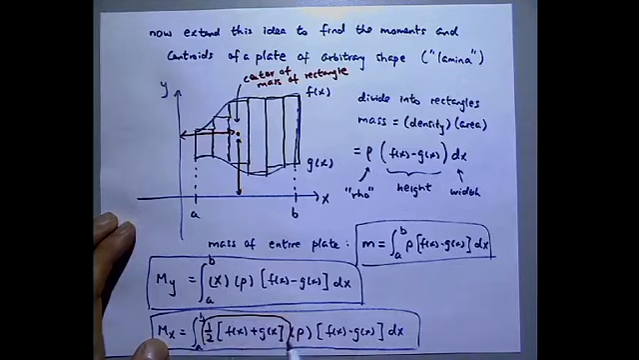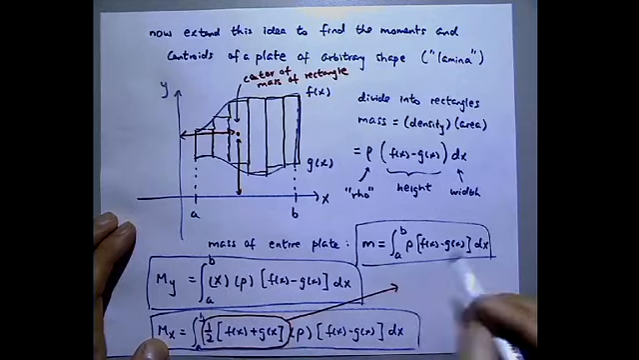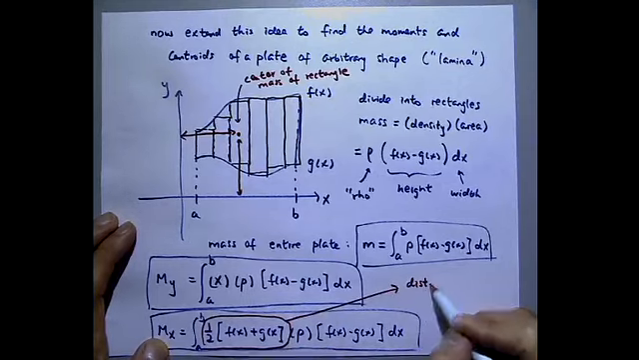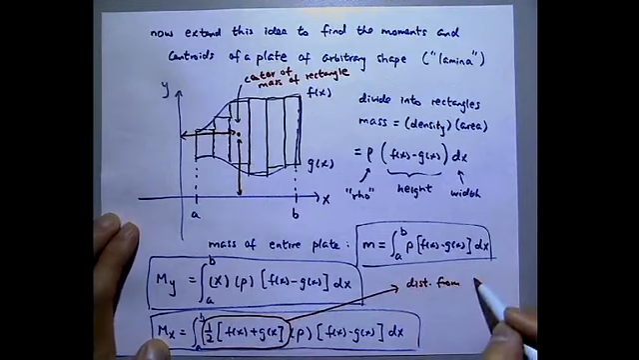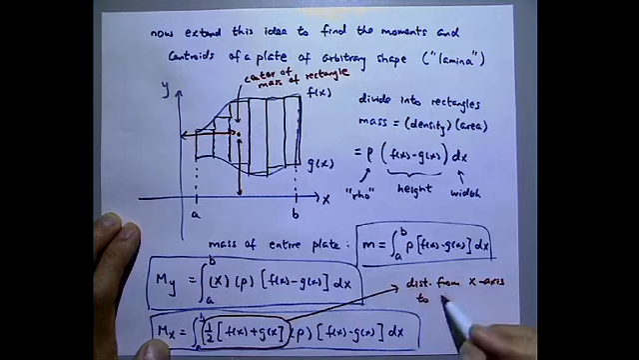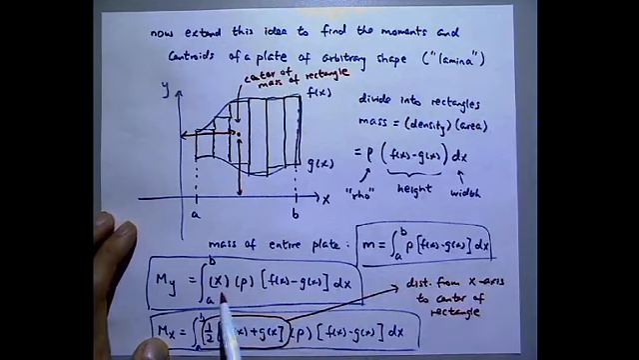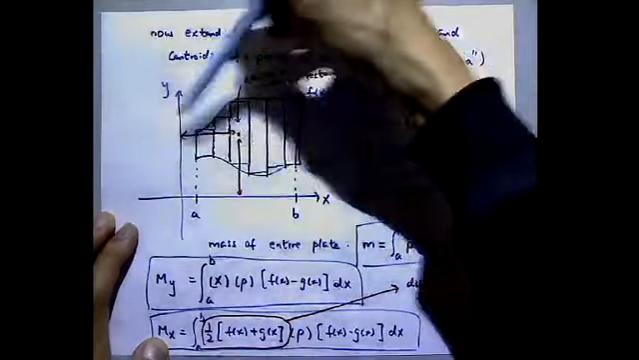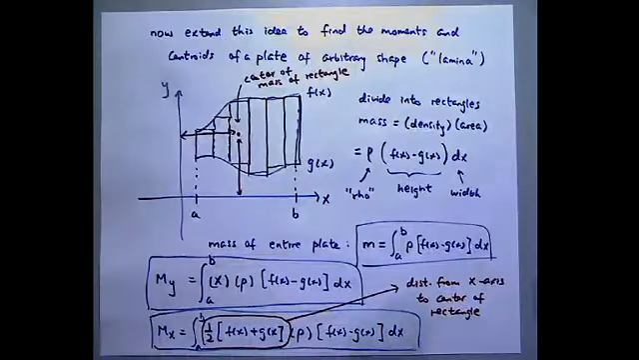So this part here, let me write out what it is. Distance from the x-axis to the center of the rectangle. And x is simple. It's the distance from the y-axis to the center of the rectangle.